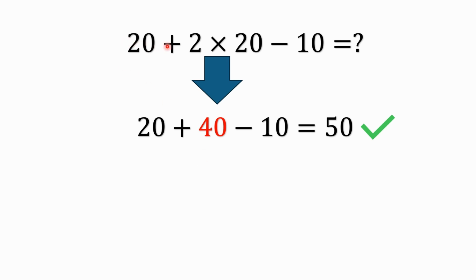Oh, guess what? We're going left to right. We run into multiplication right here. That's got to be solved first. 2 times 20 again is 40. So then we just do the addition and subtraction. 20 plus 40 minus 10 is 50. So pretty simple. Not too much to that. You get the exact same answer.